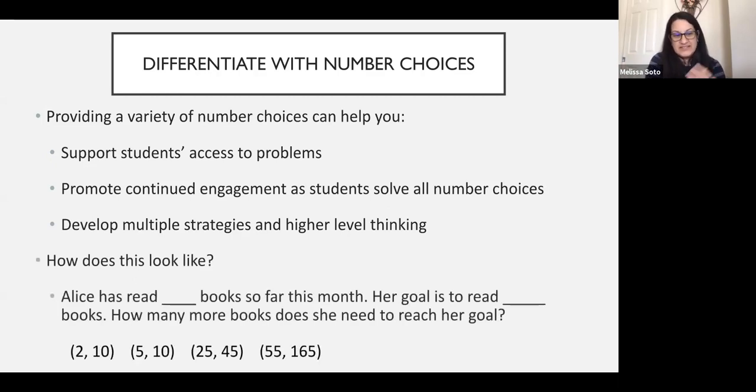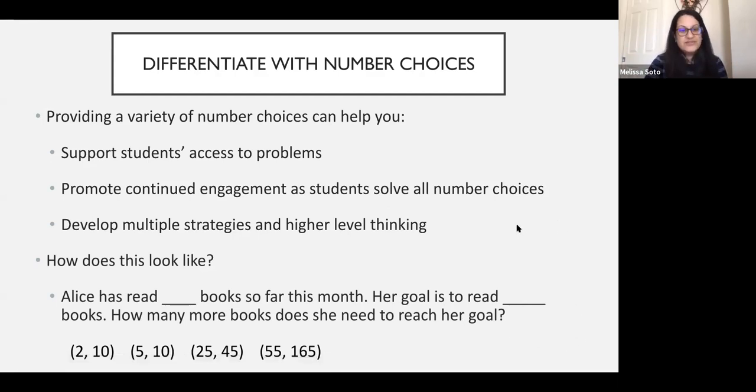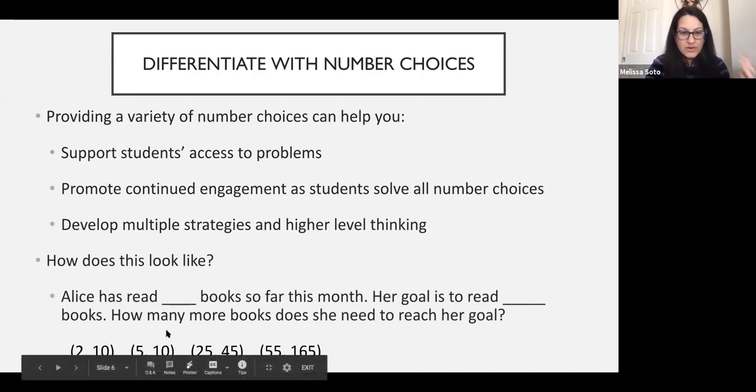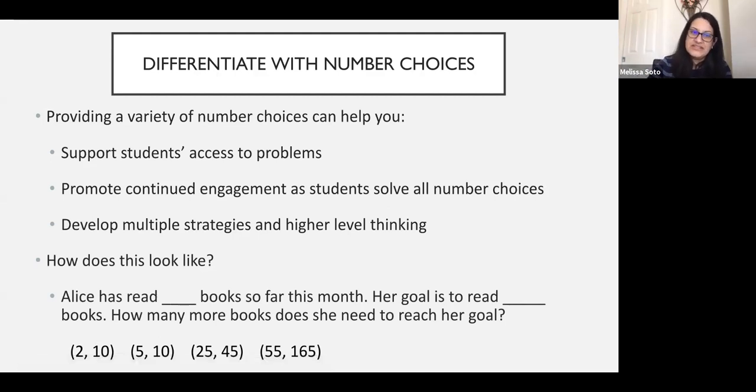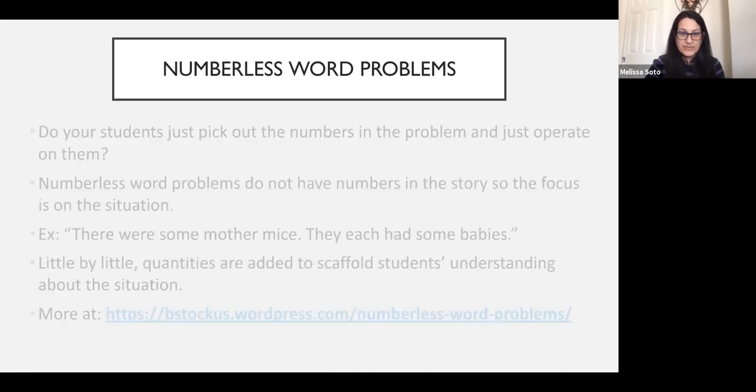It might look like this. You have blanks where the numbers are to go, and then you have these multiple number choices that perhaps will be in certain number ranges. So for example, here we have lower numbers, and we have some higher numbers, so it reaches different kids at different levels. So again, differentiation through number choices. We can also use numberless word problems.